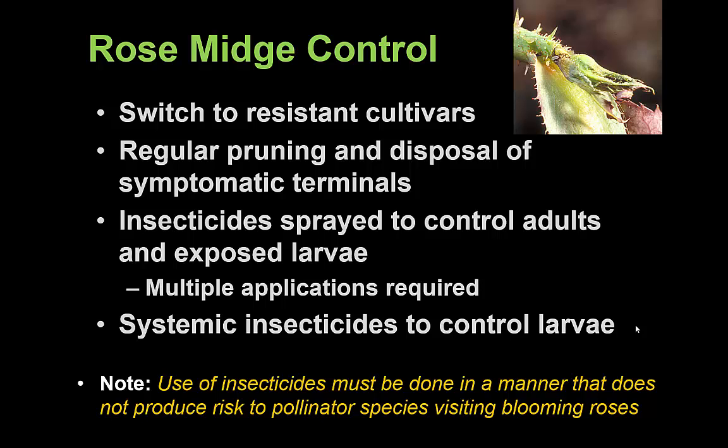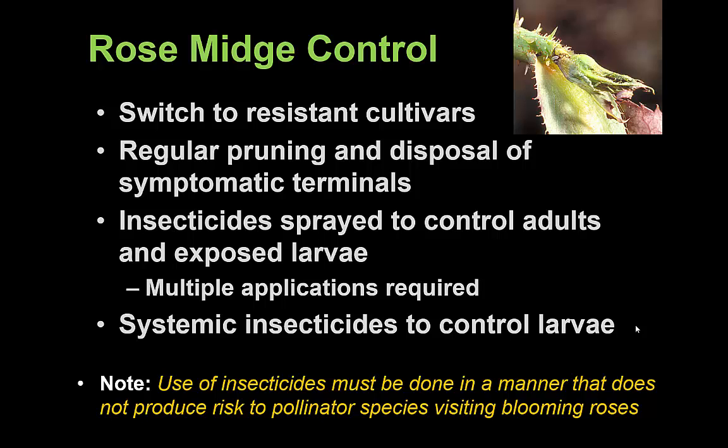For rose midge control, there is considerable range in the response of many kinds of roses to this insect. So in some cases, people will discontinue growing certain cultivars that are highly susceptible to the insect and only grow those that are more resistant and show little injury. Regular pruning and disposal of symptomatic terminals is also recommended as a cultural control. This has to be done extremely thoroughly and regularly. The point here is you are trying to get rid of terminals that show symptoms before the insects have completed development and then drop to the ground.